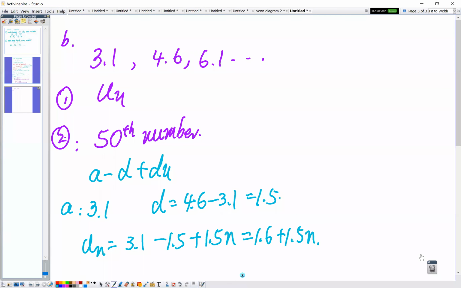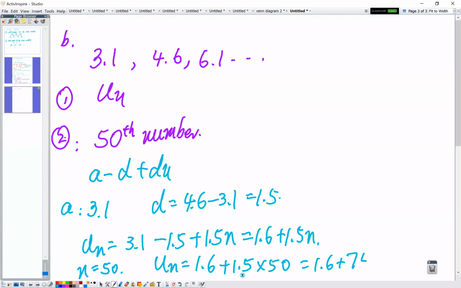So the question is the 50th number. n equal to 50. So Un is equal to 1.6 plus 1.5 times by 50. So it becomes 1.6 plus 75 is 76.6. So how you got this answer? So original answer is right. Good. Not many of you can get this question right.